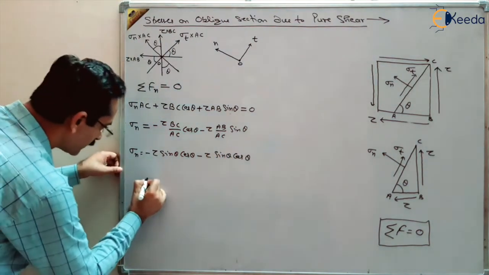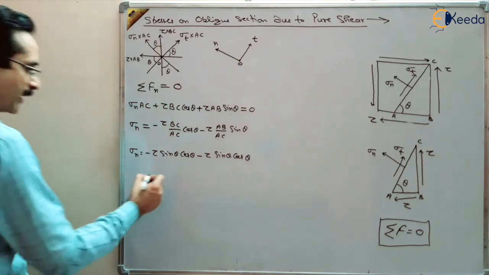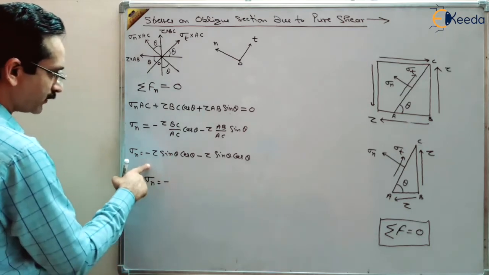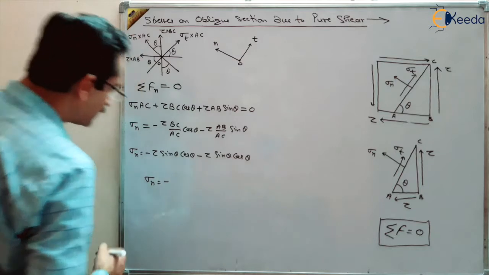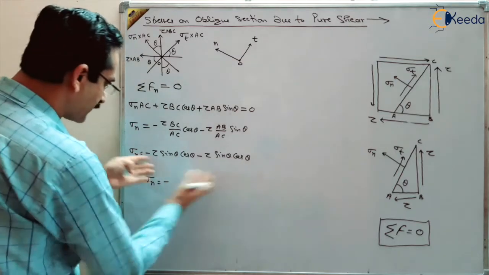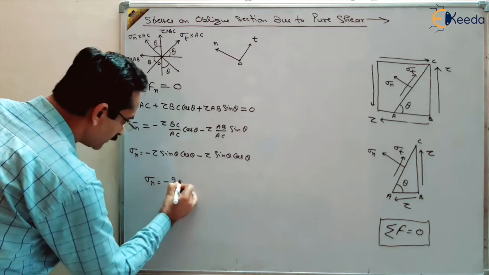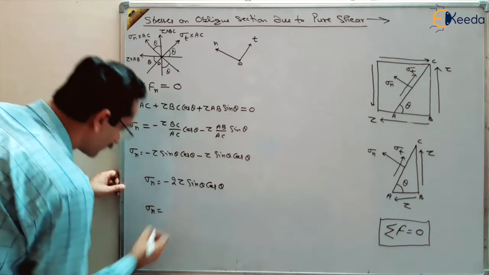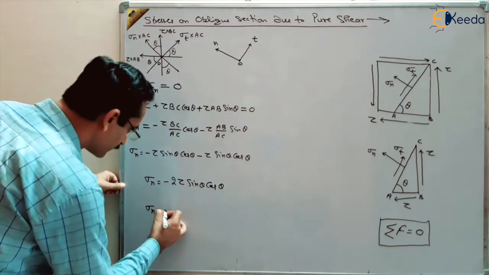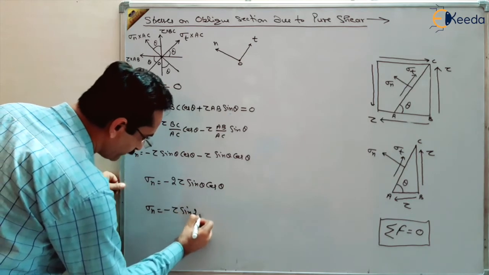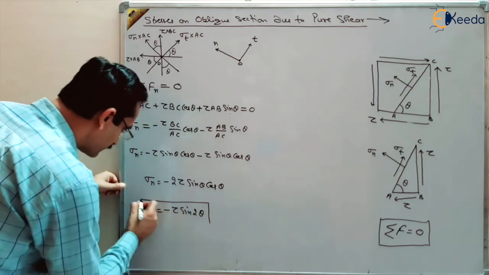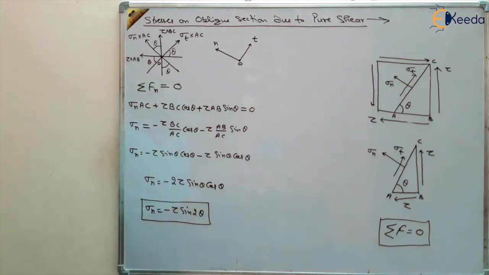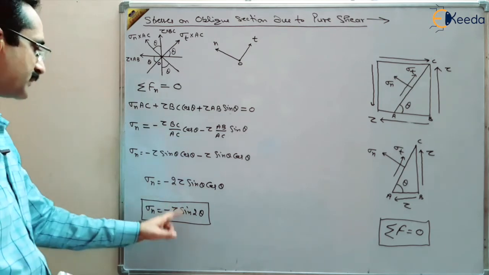So you will get sigma n as minus tau, sine theta cos theta, and it will be added up, actually, so minus 2 tau sine theta cos theta. So sigma n will be equal to, since 2 sine theta cos theta is sine 2 theta, minus tau sine 2 theta. So this is the normal stress acting at an angle theta to the horizontal plane, minus tau sine 2 theta, right?